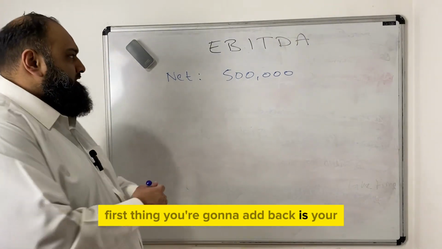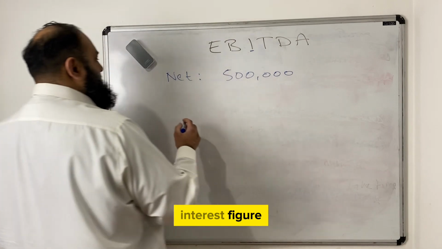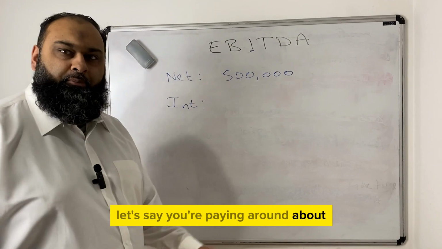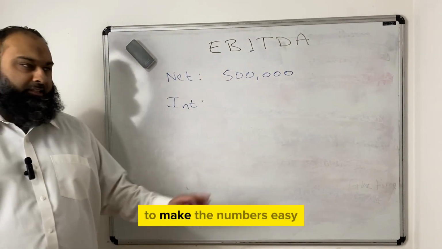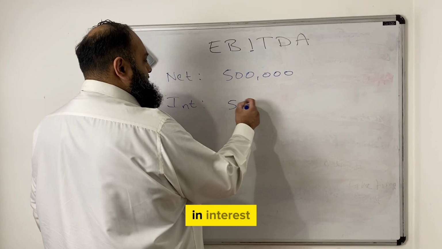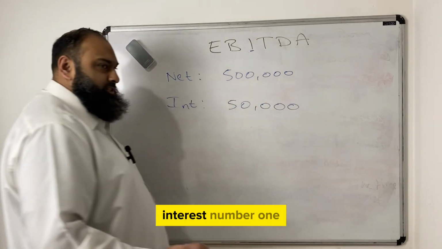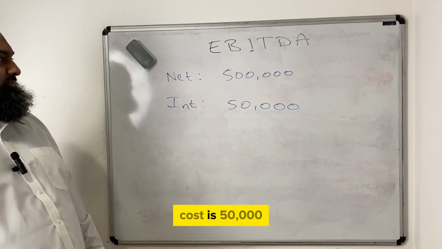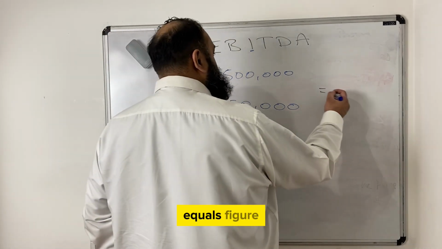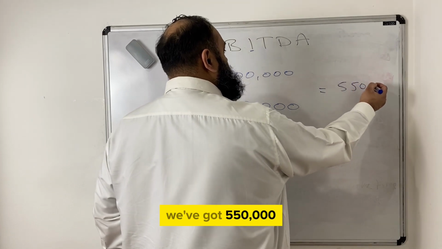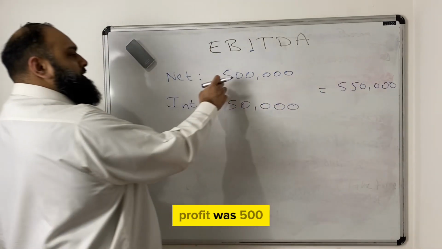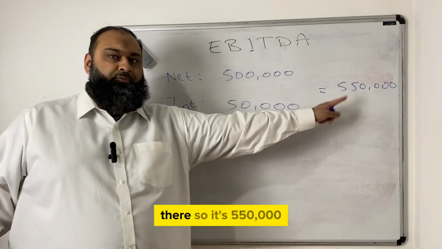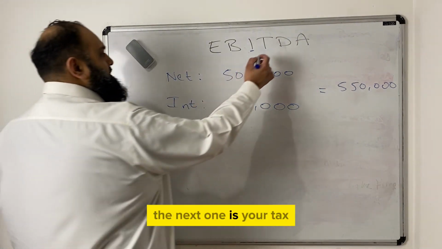First thing you're going to add back is your interest. Let's say you're paying around 50,000. Let's make the numbers really easy. So 50,000 in interest. By the way, if you're paying 50,000 in interest, number one, you've got way too many costs, so you need to bring that down. So far we've got 550,000. Where your net profit was 500, you've just increased it by 50,000 towards the EBITDA figure.